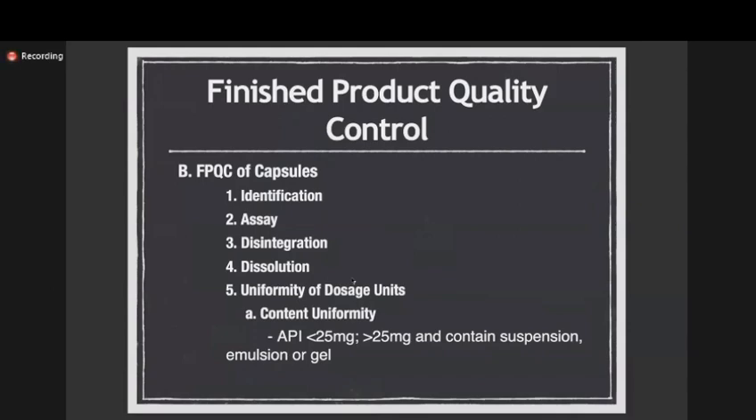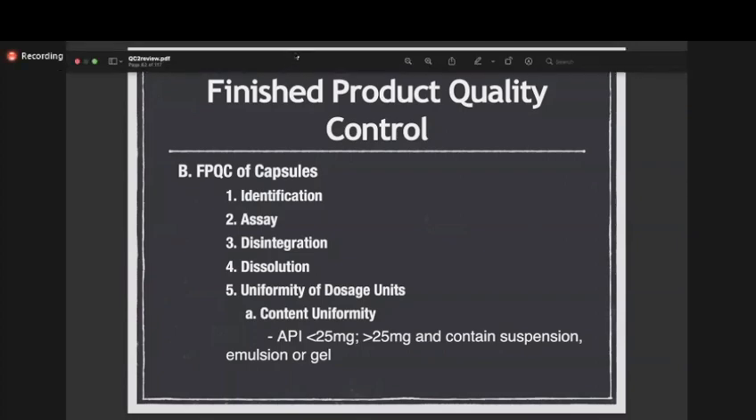Remember yesterday, in uniformity of dosage units for tablets, when the active ingredient is less than 50 milligrams, what do you perform for uniformity?